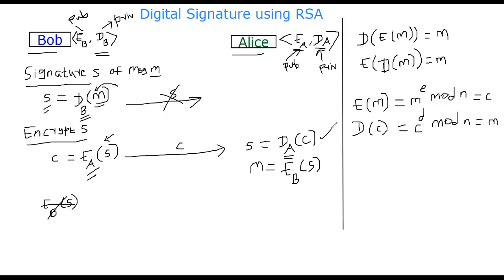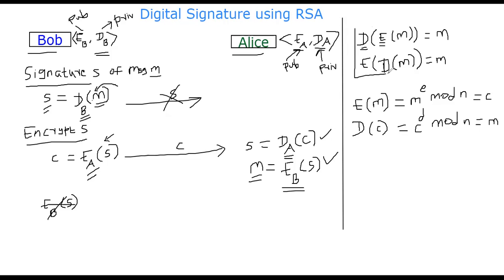So she got S, but her goal is to get M, of course. How will she do that? Remember, S is produced using the private key of Bob. Therefore, we need to apply the public key of Bob. That's the reason why she does EB of S. I hope this is clear. Now she will recover M just because of this property. If D is the general decryption algorithm and E is the encryption algorithm, of course, you encrypt using the public key and you decrypt using the private key.